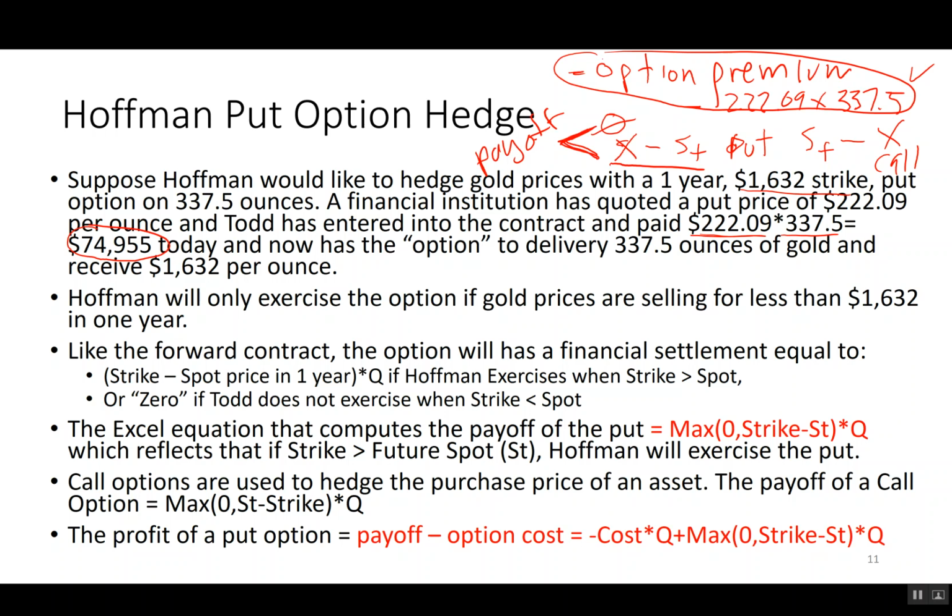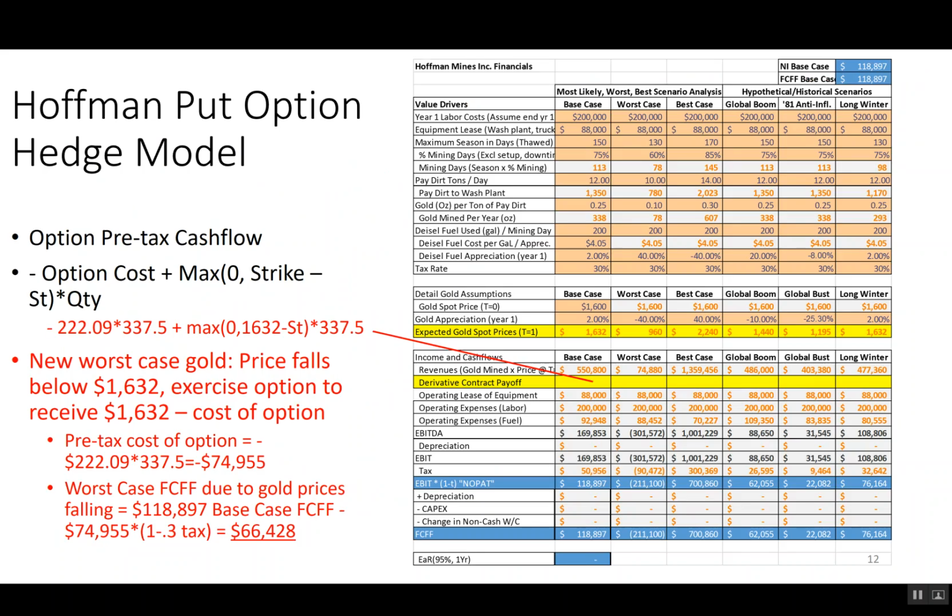And how we model that in Excel is we assume that the exercise of the option is rational. In other words, you're only going to exercise the option if it has value. So what we're going to say is the payoff of the put option is the maximum of 0 or X minus the spot price. And for a call option, I would say it's the maximum of either 0 or S_T minus the strike. So let's go do that for Todd Hoffman.